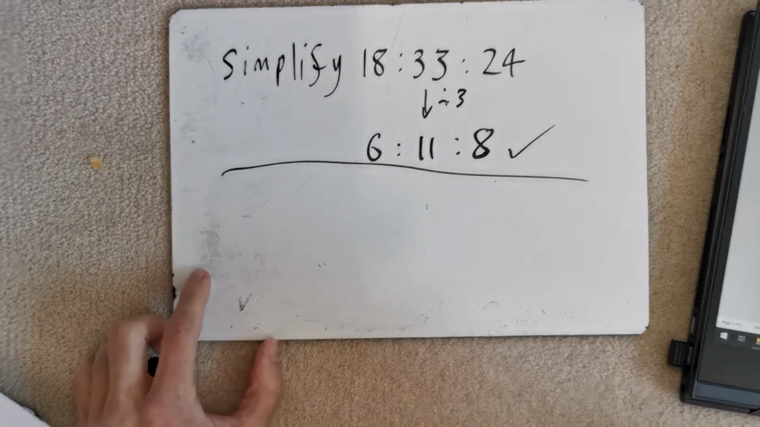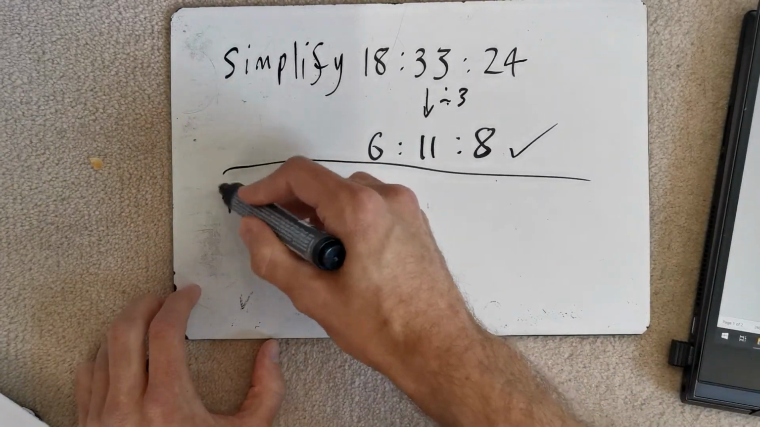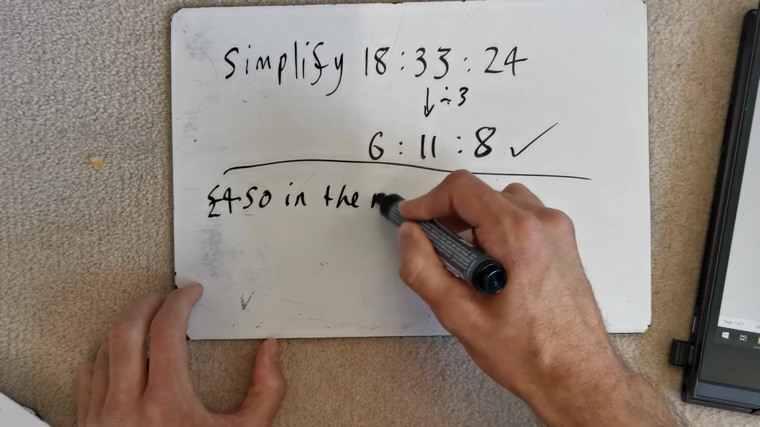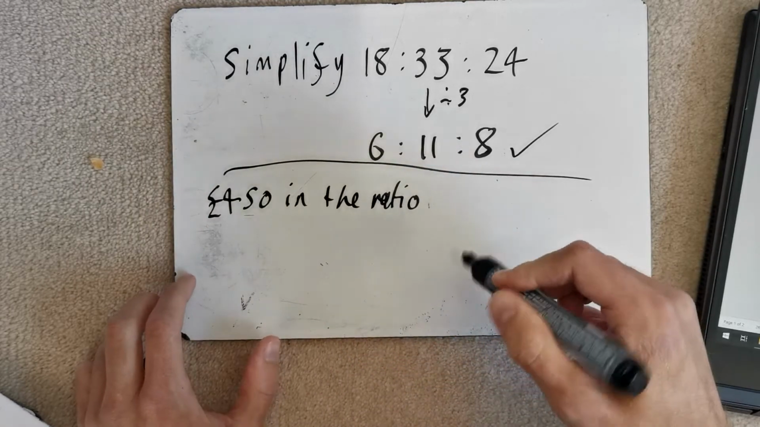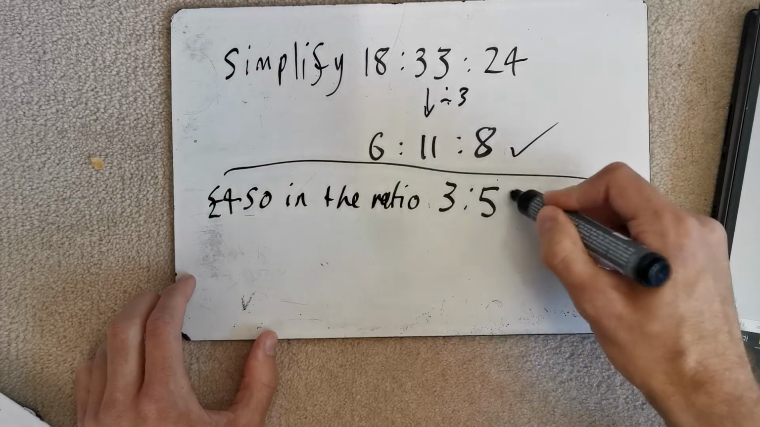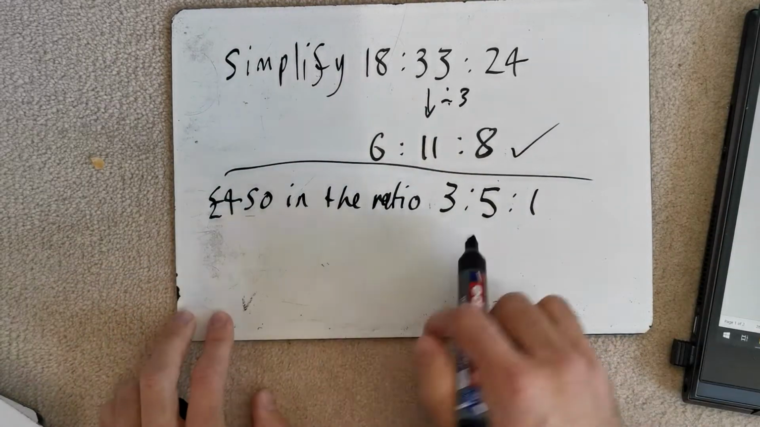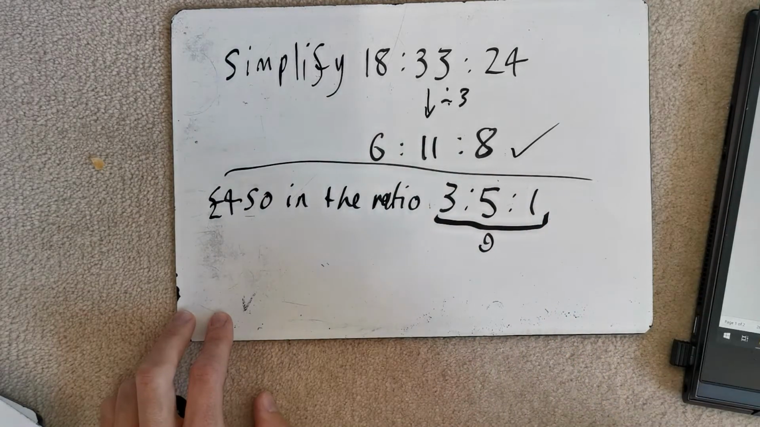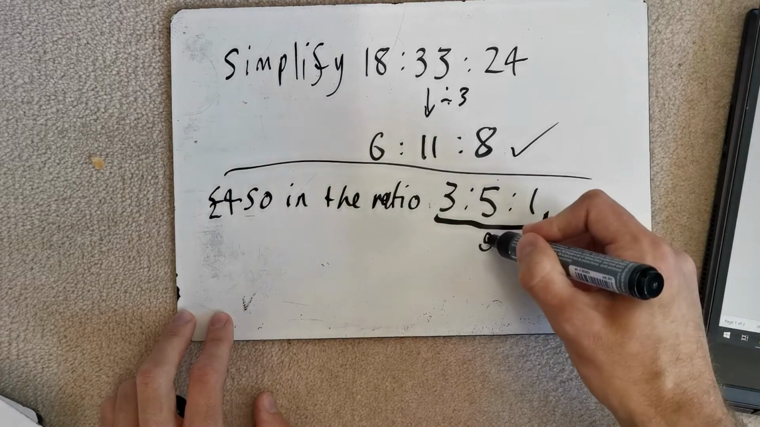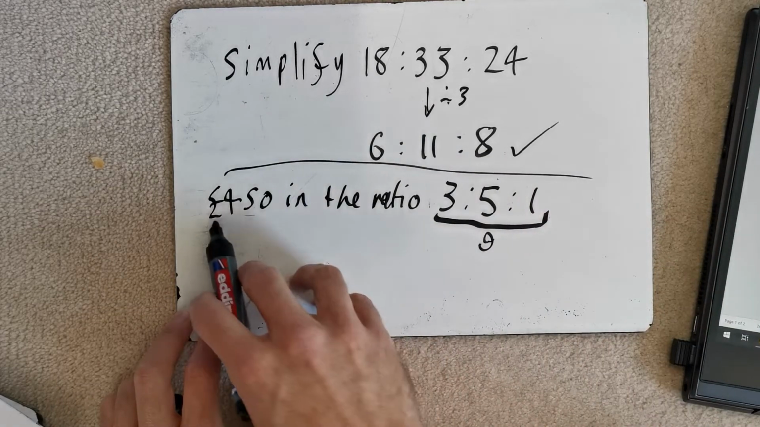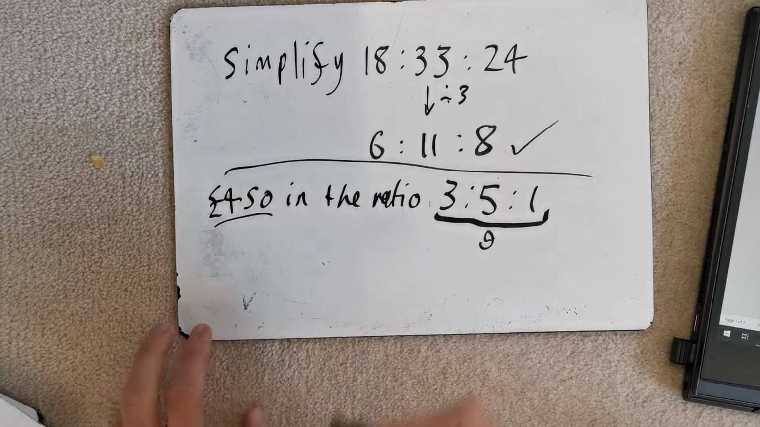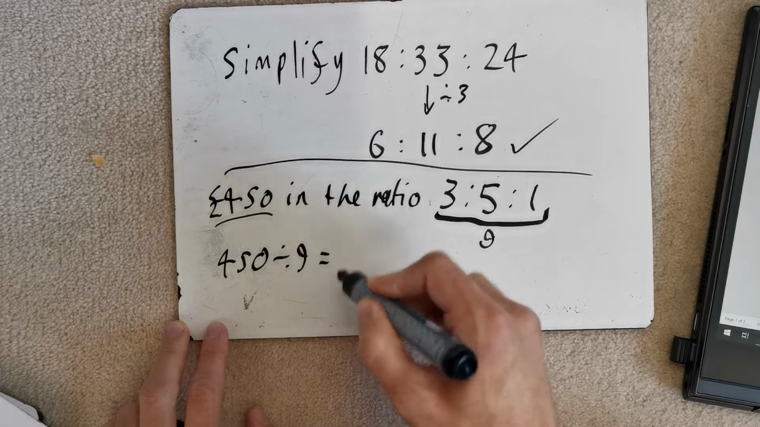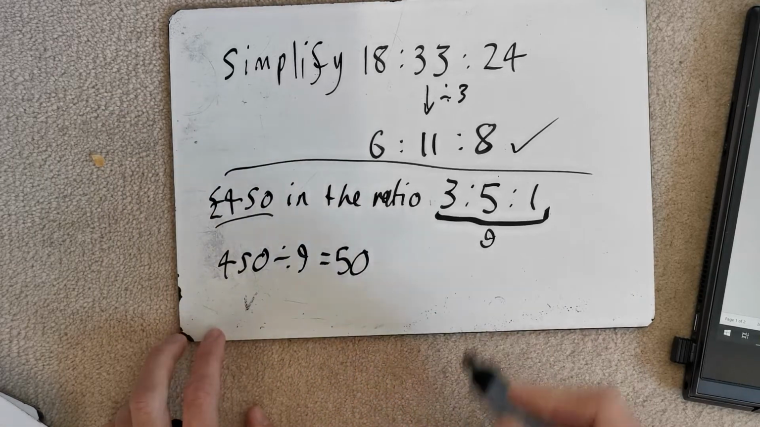Question 2, divide £450 in the ratio 3 to 5 to 1. First of all, how many parts have we got in the ratio? We've got 9 parts altogether. So we're going to split that £450 between those 9 parts. So 450 divided by 9 gives you £50 in each.